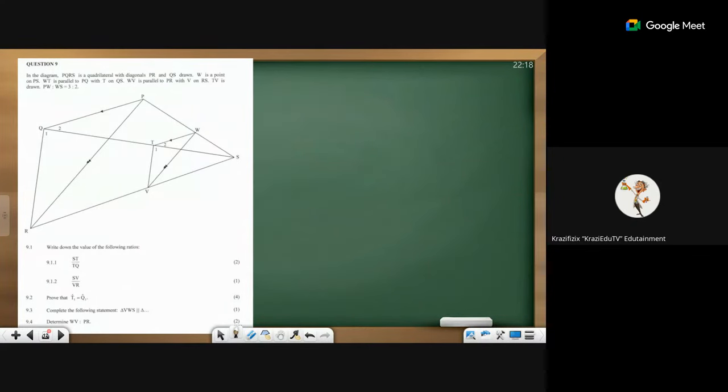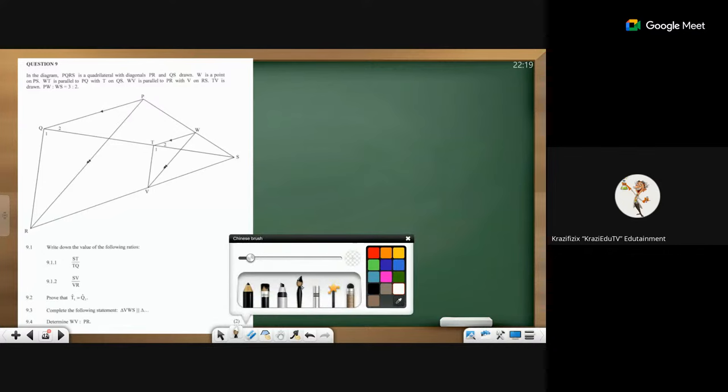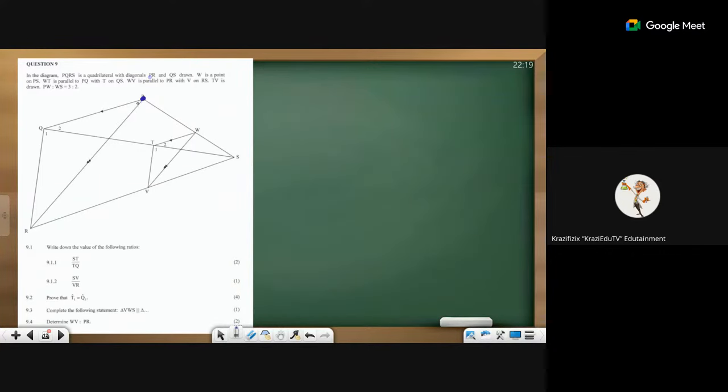Right. Guys, I'm focusing on what you requested before I do what I feel. In the diagram, PQRS is a quadrilateral with diagonals PR and QS drawn. W is a point on PS. WT is parallel to PQ. When you do that, you are familiarizing yourself with the question quickly. And WV is parallel.